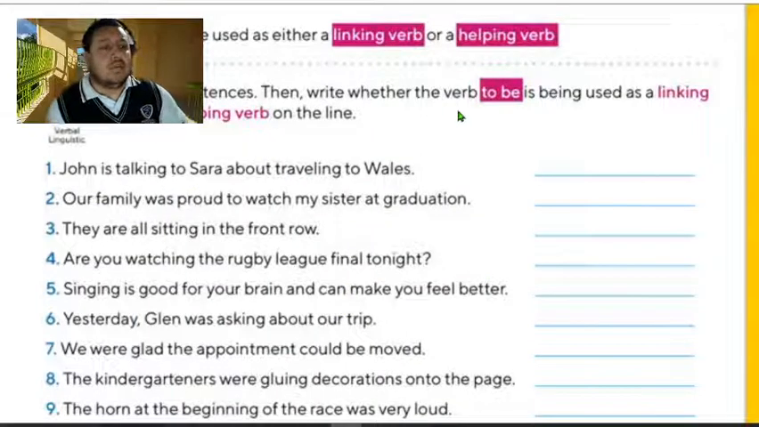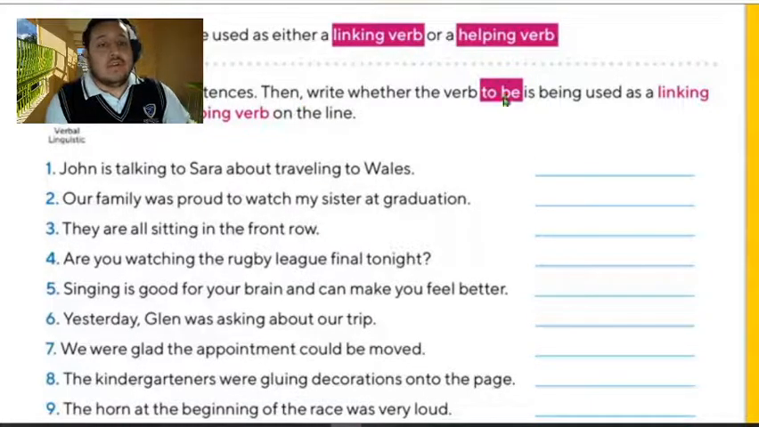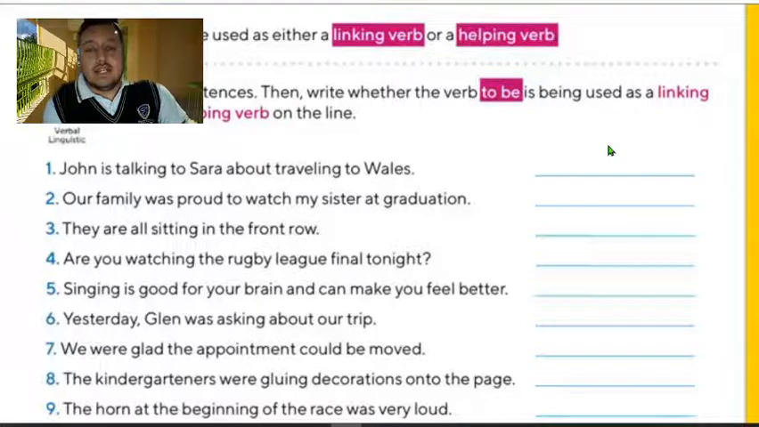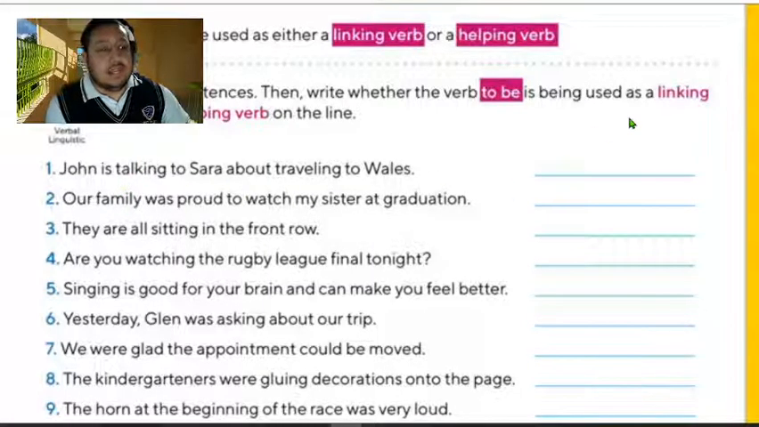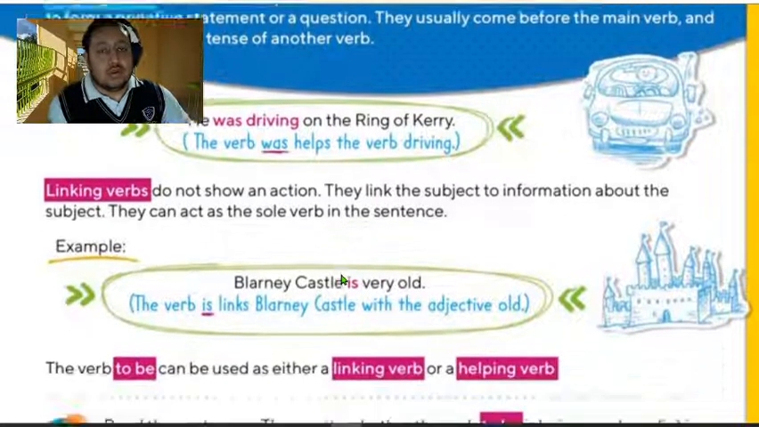What are we going to do to start with this topic about linking and helping verb? Instructions number 1. Read the sentences, then write whether the verb to be is being used as a linking verb or a helping verb on the line. Entonces aquí en estas líneas vas a escribir si el verb to be está siendo usado como linking verb o helping verb. Y ya vimos, recuerda, helping verb es porque está antes de un ing, así como aquí. Linking verb solamente está uniendo dos oraciones.